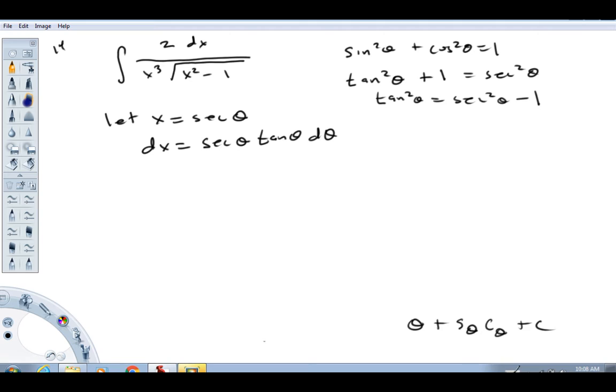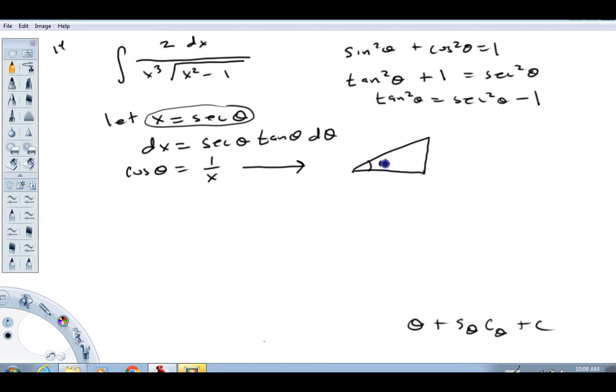Okay, so now what we have is theta plus sine theta cosine theta over 2. We look to our substitution here to put this back in terms of x. Since x is equal to secant theta, cosine theta is therefore equal to 1 over x, because secant is 1 over cosine. And this will allow me to draw myself a triangle. Here's theta, an angle in that triangle. Cosine, remember, is adjacent over hypotenuse. So in this triangle, this is a 1, this is an x.